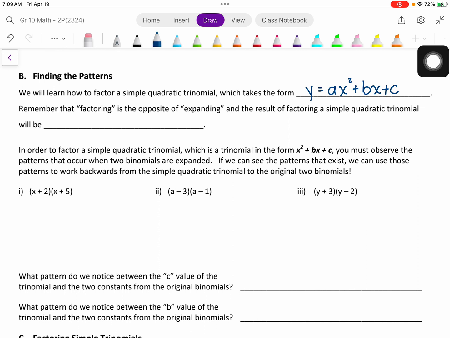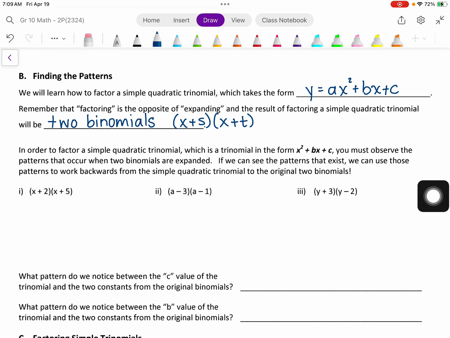When we factor a trinomial, we're going to end up with two binomials or two sets of brackets. So we're going to end up with an x plus or minus some number and another bracket, x plus or minus another number.